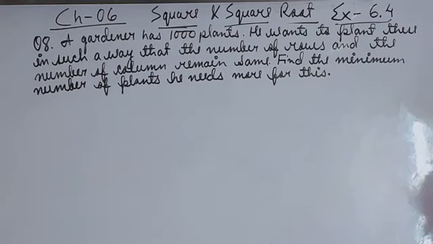So this is question number 8 of your exercise 6.4. Question number 8 says a gardener has 1000 plants. He wants to plant these in such a way that the number of rows and the number of columns remain the same. Find the minimum number of plants he needs more for this.